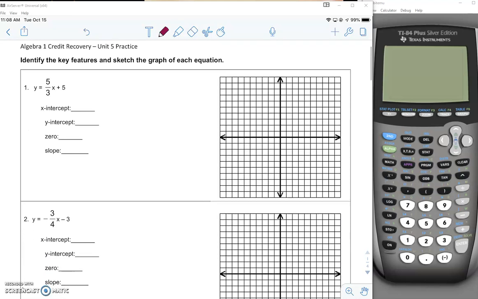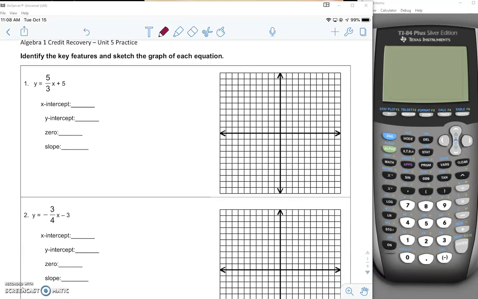Number 1, y equals 5/3 x plus 5. We need to find the x-intercept, y-intercept, zero, and slope. The y-intercept and the slope we can find straight from the equation. Remember, this is in the form y equals mx plus b, where b is the y-intercept. So my y-intercept is the ordered pair (0, 5), and my slope is m, which is given in the equation as 5/3.